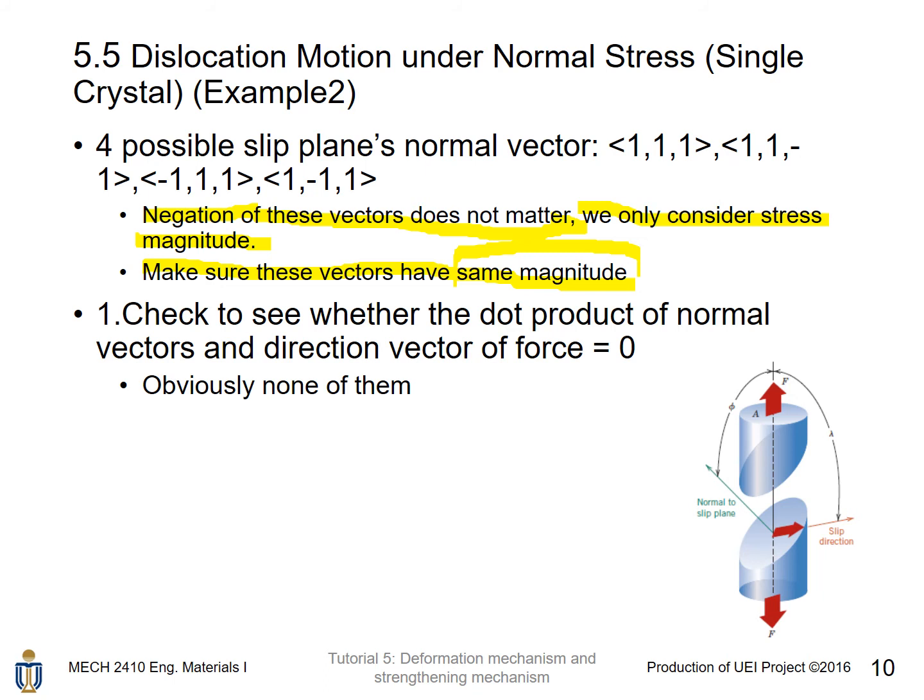And the first thing is, how do we check it? We need to first check whether the dot product of the normal vector and the direction vector of force is equal to 0. If it is equal to 0, what does it mean? It means that there is no shear stress component on the slip plane, and no matter how large a force you apply, the slip system won't activate. And obviously, by the definition of the dot product, none of them satisfies this requirement.